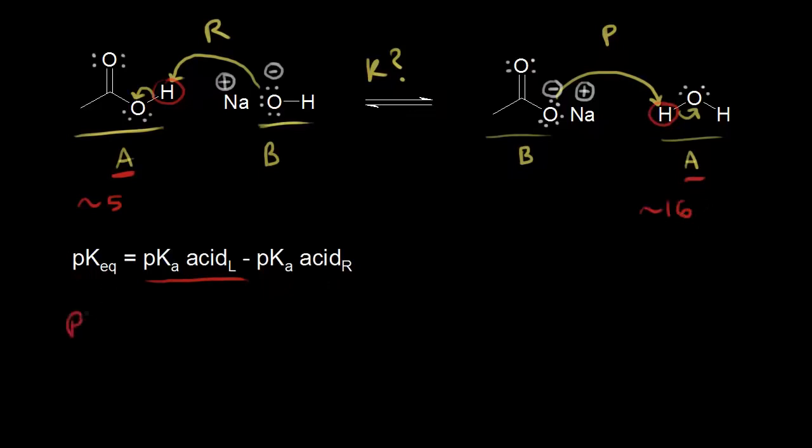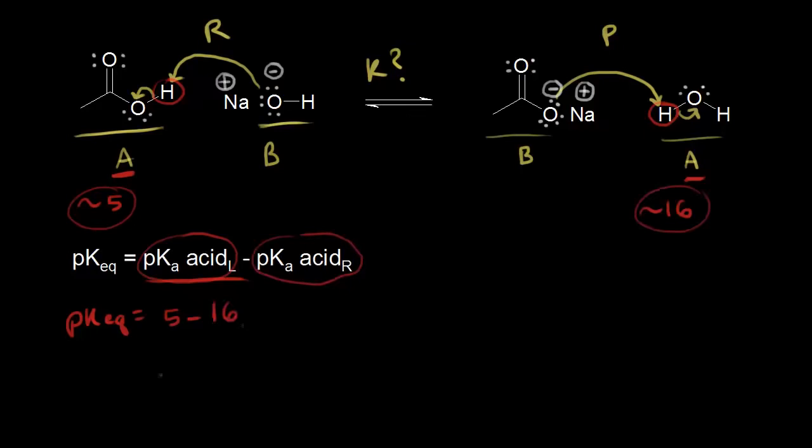So let's plug that into our equation, right? The pKeq for the forward reaction is equal to the pKa of the acid on the left, which would be approximately 5, minus the pKa of the acid on the right, which is approximately 16. So 5 minus 16 gives us a pKeq equal to negative 11.